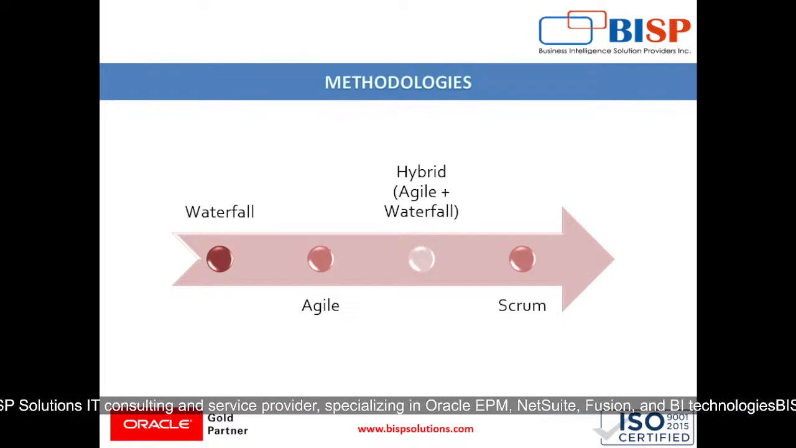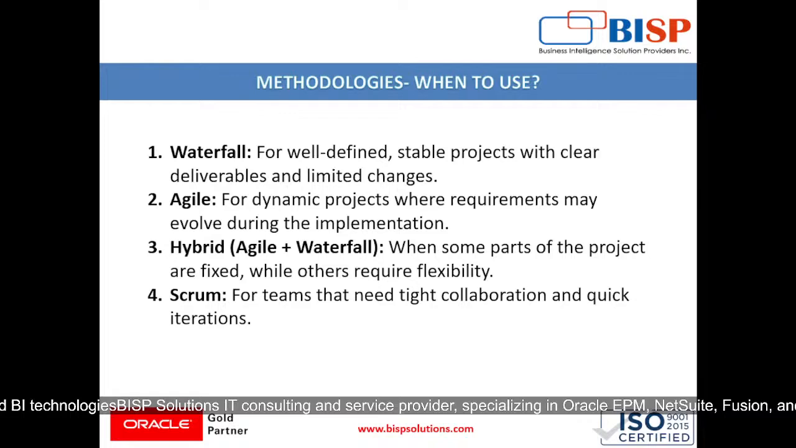In the agile method, it is an iterative approach with sprints, regular feedback and flexibility. Hybrid, agile plus waterfall, is a combination of the structured approach of waterfall and agile capability. Then Scrum is a framework under agile with sprints, daily stand-ups and a Scrum Master to guide. Then comes our methodologies, when to use.